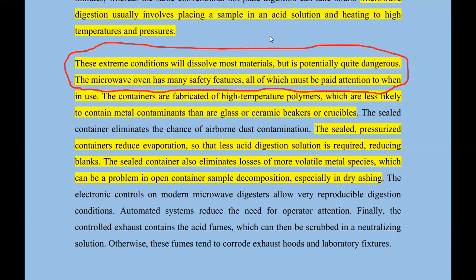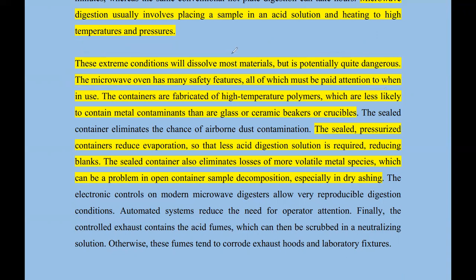So we're saying that these extreme conditions will dissolve most metals, but it is potentially quite dangerous, exactly like I'd said. It's a little bit dangerous because of those things that I've just itemized. Okay, so the microwave oven has safety features. So it's important that you understand these safety features, even as you work in the lab. Okay, all of which must be paid attention to when in use, exactly.